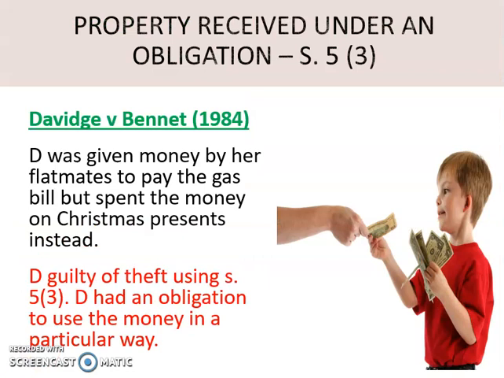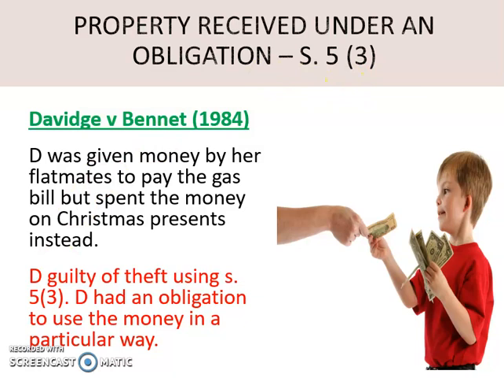And still on the issue of belonging to another, we've got Section 5.3 to consider in the Theft Act. Section 5.3 provides that where property in question is given to a person with instructions to use it in a certain way, the ownership of the property is deemed to remain with the giver until it's used for that purpose. And therefore, if a person receiving the property deals with it in a way which is inconsistent with the instructions, that can amount to theft.